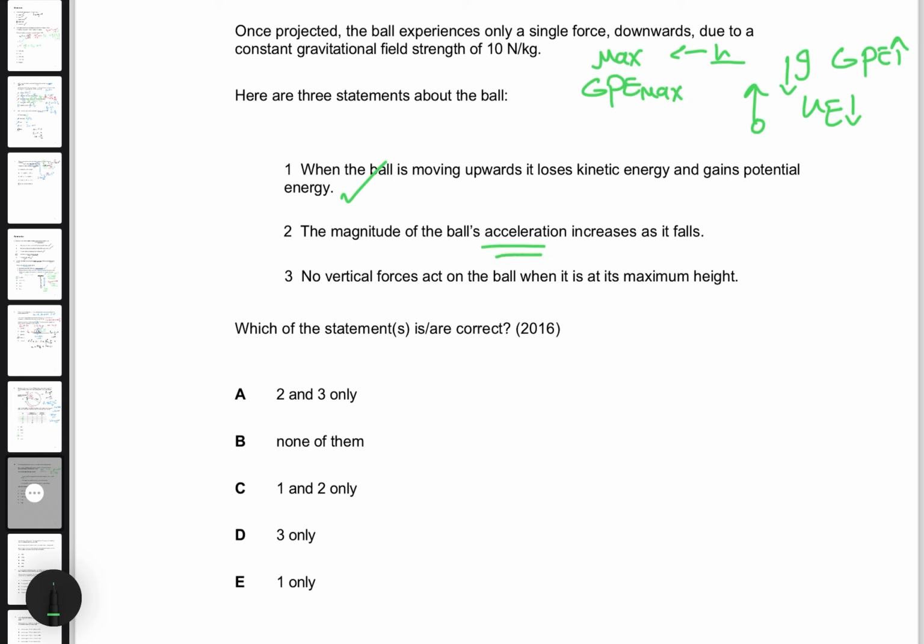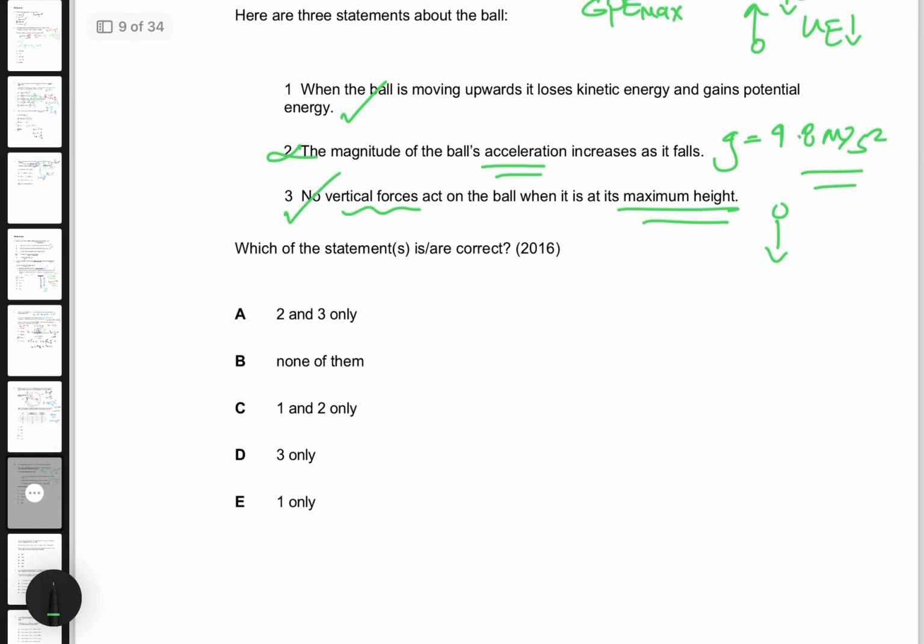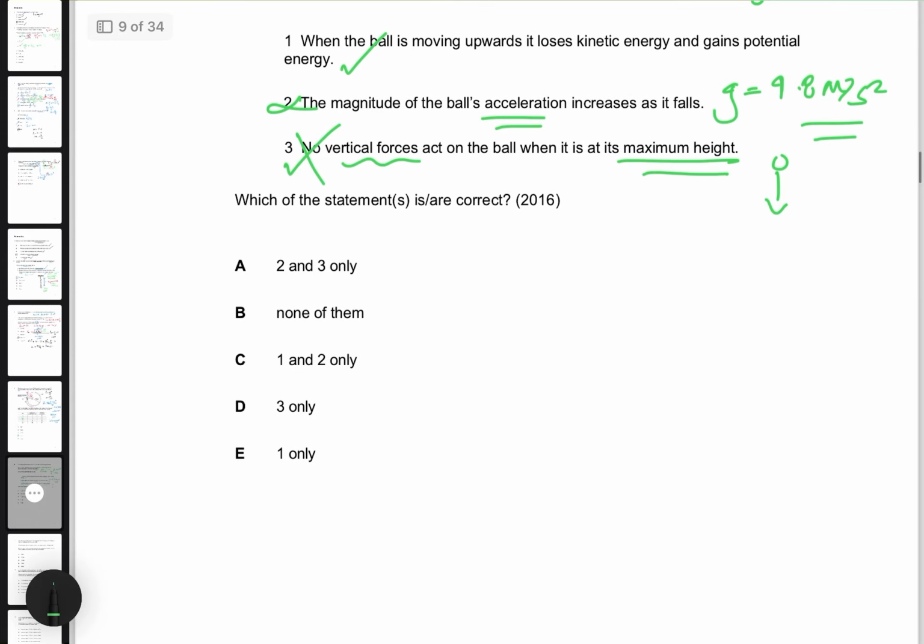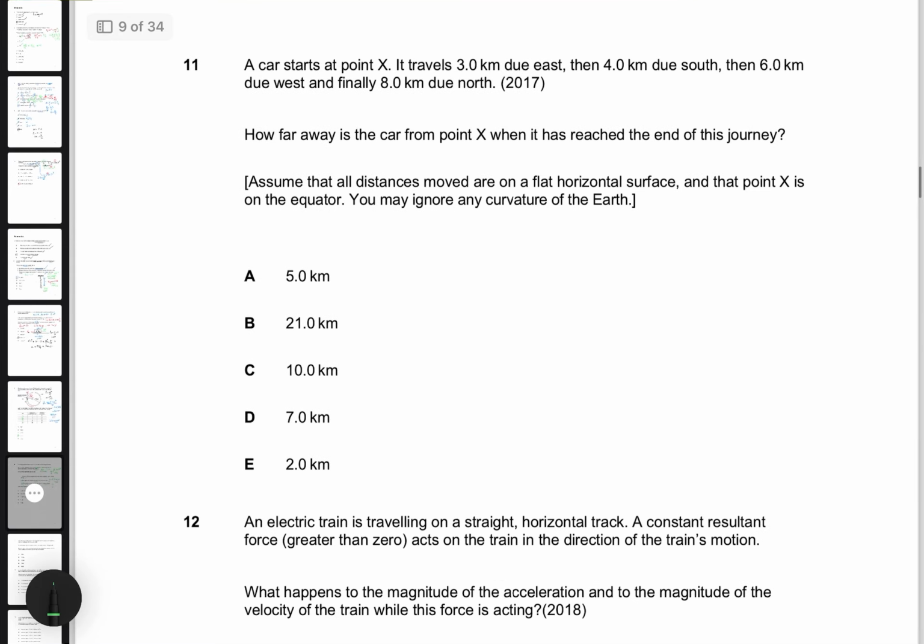The magnitude of the ball's acceleration increases as it falls. That's absolutely wrong because gravity on planet Earth is a constant, 9.8 meters per second squared, whereas the question suggests 10 newtons per kilogram, so that doesn't change. No vertical forces act on the ball at its maximum height. That's absolutely wrong because the force of gravity is going to pull it down, so that's why the ball comes back. That would make choice, obviously that's wrong, sorry. So that would make choice 1 the only correct answer for this question. So for number 10, the answer is E, 1 only.